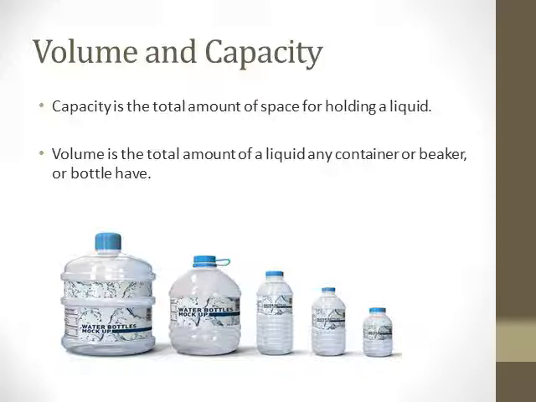So if I put 1 glass of water in all these bottles, there will be the same volume, although their capacity will be different. If I put 2 glasses of water in each bottle, their volume will be the same, but their capacity is different. So that is the basic difference between volume and capacity. Capacity is telling you the total space of any container, any beaker or any bottle, whereas volume is telling you the total amount of liquid in it, right?